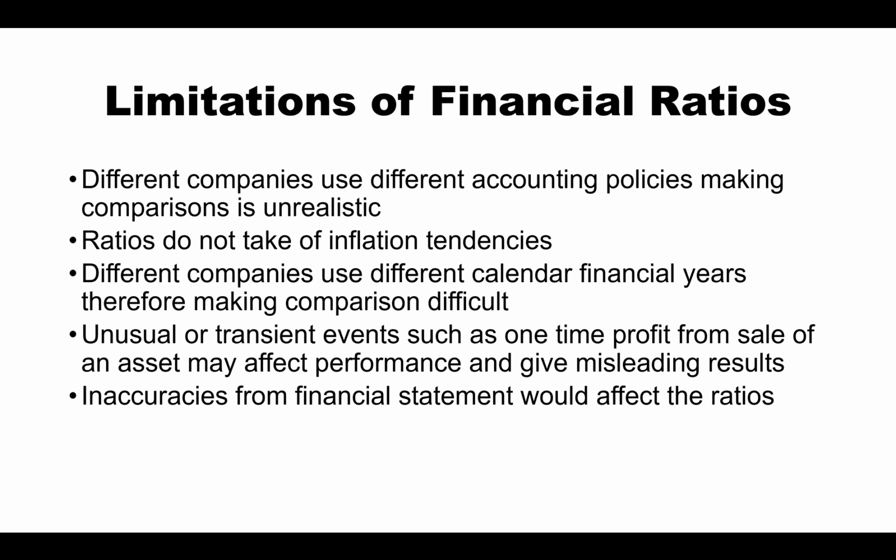Then you also have unusual transient events, such as a one-time profit from the sale of an asset, that may affect performance and give misleading results. We also have that one as a limitation. Another one is that inaccuracy in the financial statements would affect the ratios. So those are some of the limitations that financial ratios have. I think that is a well covered topic.